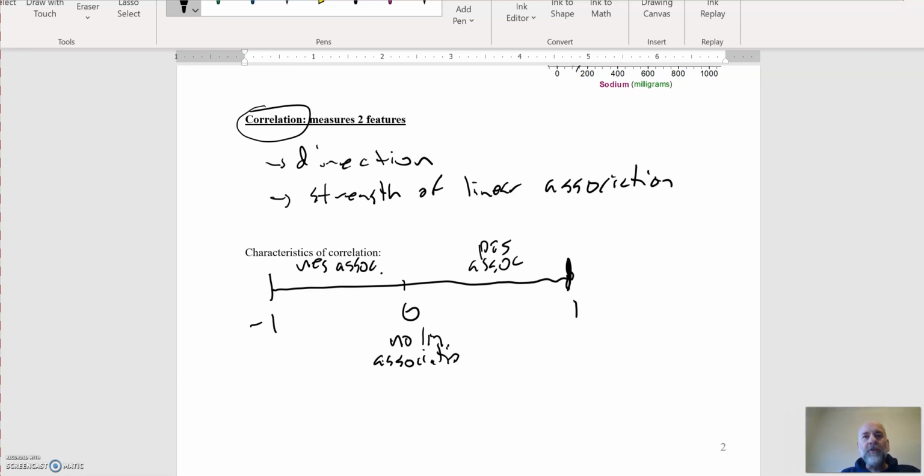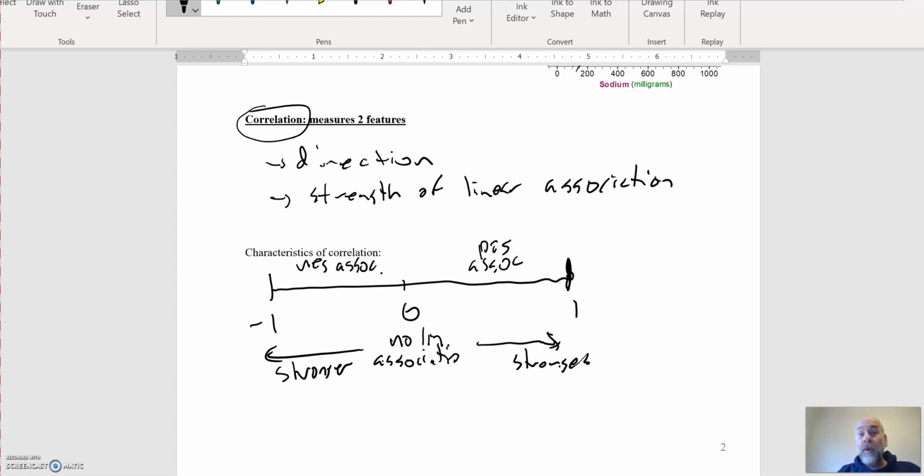And then the farther you go out from 0, the stronger the association is. So this is stronger going out that way, and this is stronger going out this way. If you had a correlation of -1, you'd have an incredibly strong, pattern-adhering negative association. That would be a bunch of points going down in a perfectly straight line. That would be a correlation of -1.